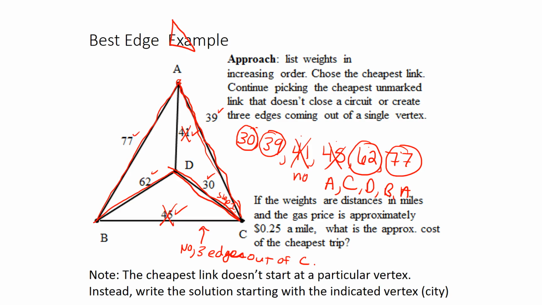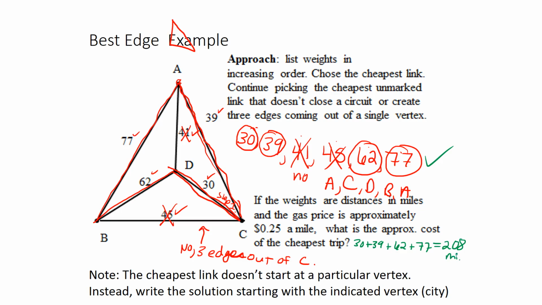It also says if the weights are distances in miles and the gas is approximately 25 cents a mile, what is the approximate cost of the cheapest trip? So we're going to have to add up the total number of miles for our trip up here, the ones I have circled. 30 plus 39 plus 62 plus 77. So I get 208. So it's 208 miles, this trip.